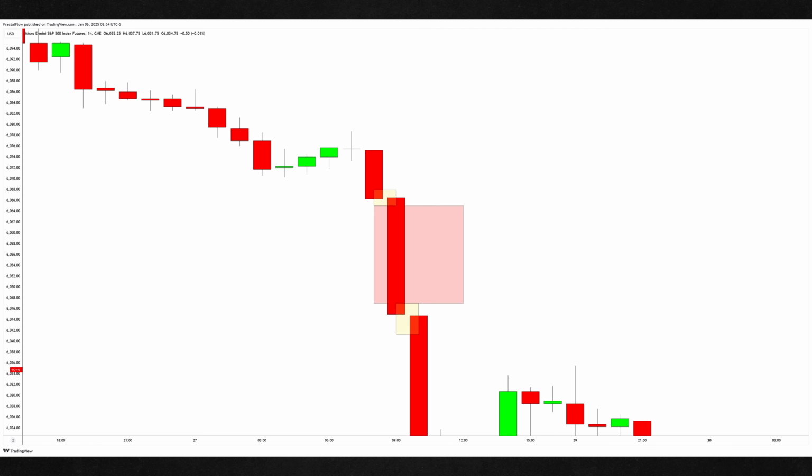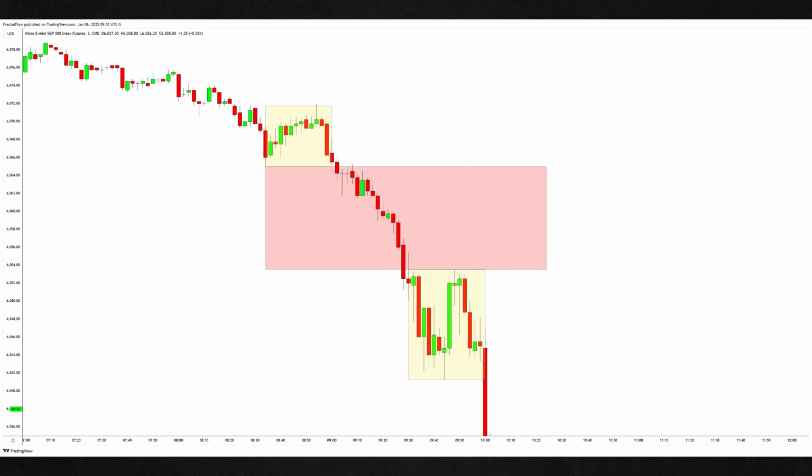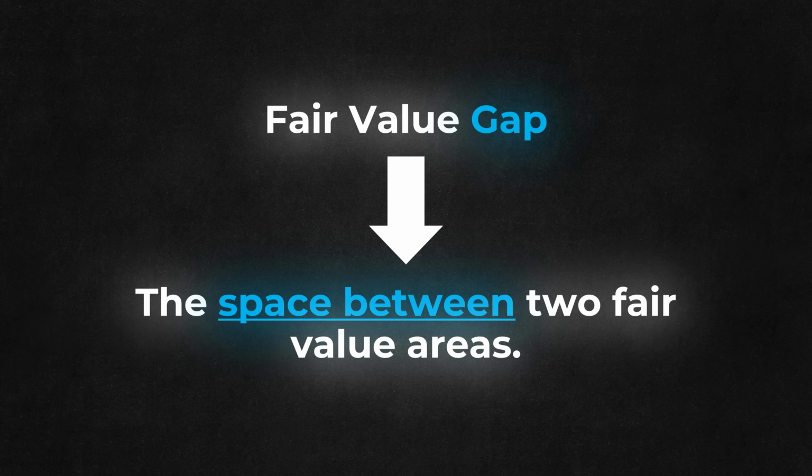In this time frame, the consolidations are small, but if we switch to a lower time frame, we'll see them as broad price movement. If we move to the 2-minute time frame, we can see that indeed there is a trending movement between two consolidations. That's what a fair value gap is. Notice that the term fair value gap means the space between two fair value areas.